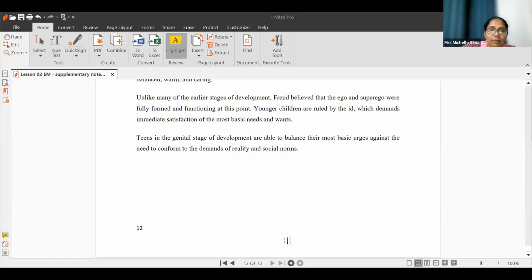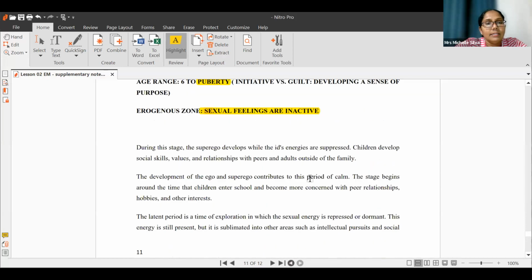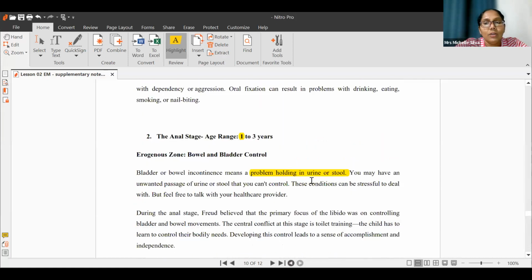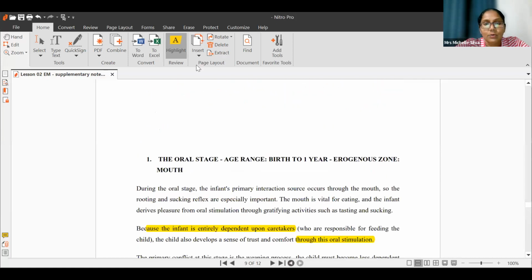Okay, let's take a small break right now. Before that, I will show you a small video on these psychosexual development stages. So mainly we have discussed 5 stages, like the genital stage, then the latent stage, then the phallic stage, then the oral stage and the anal stage. Let's watch this small video which explains all these 5 psychosexual stages we have studied so far.